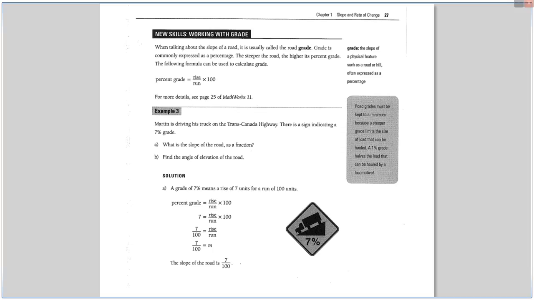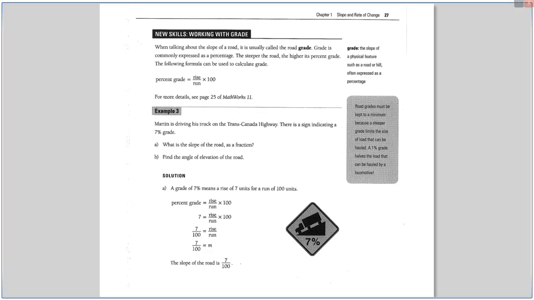When talking about the slope of a road, it is usually called the grade. Grade is commonly expressed as a percentage. The steeper the road, the higher its percentage grade. The following formula can be used to calculate grade. And it's identical to getting a test mark in school, okay?